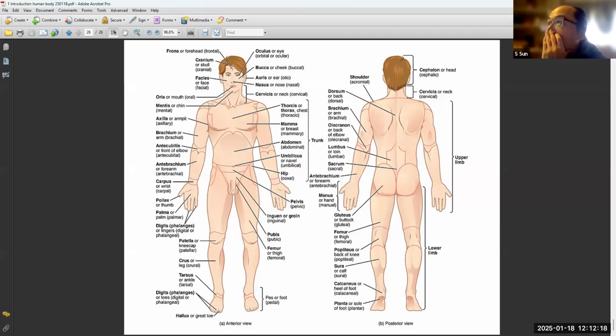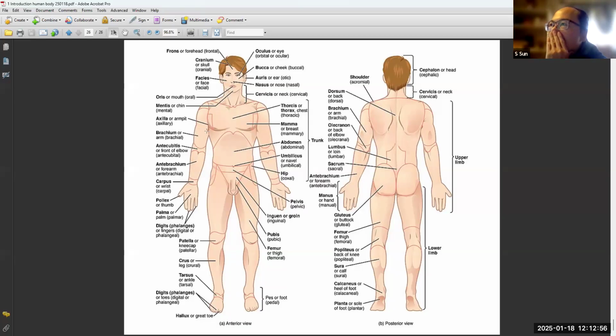We have the forehead and cranium, the skull of the cranial cavity, basically. Facial. Oral, oris is the muscle of the mouth. Mentis, or mental, or chin. This mental is the same word as your mental, but different meaning here. Mental, mentis.